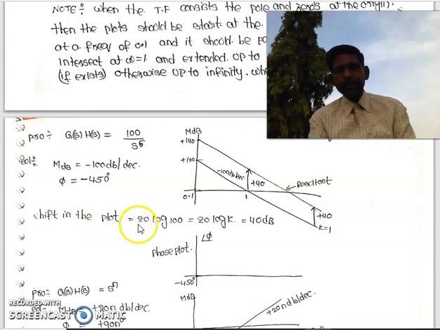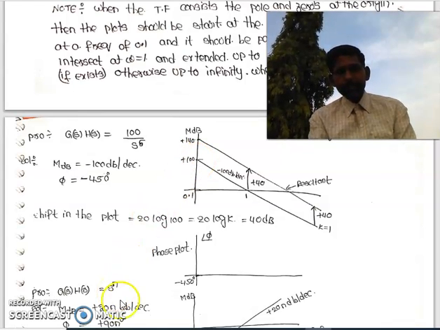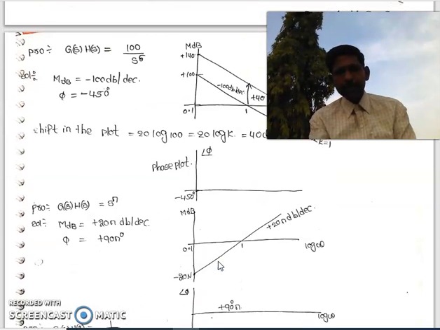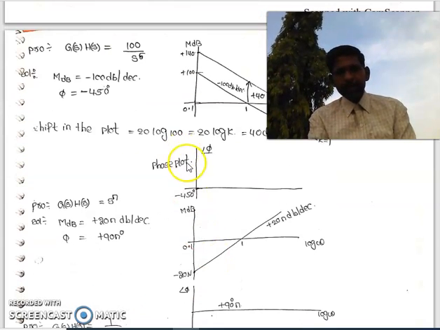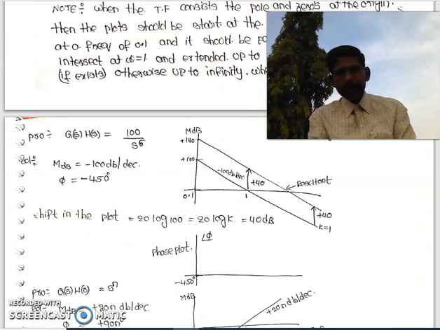The shift in the plot is 20 log 100, that is 20 log K, which is 40 dB. If you plot, this is the magnitude plot for this problem. If K equals 1, we need to shift it by plus 40 dB.